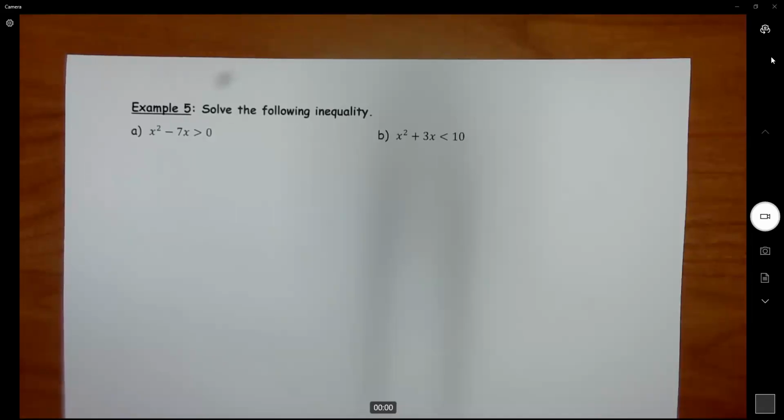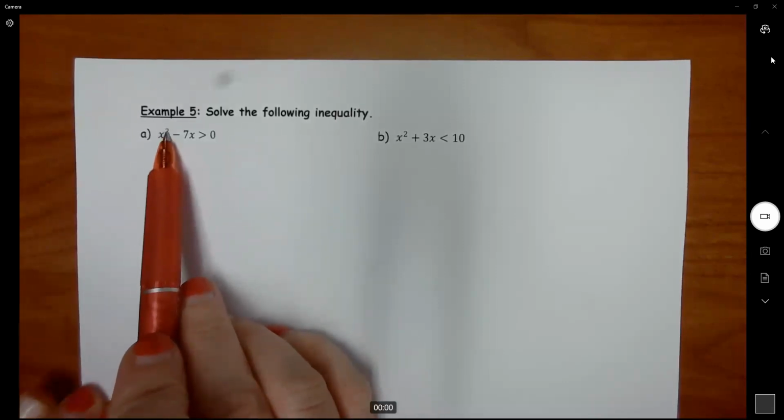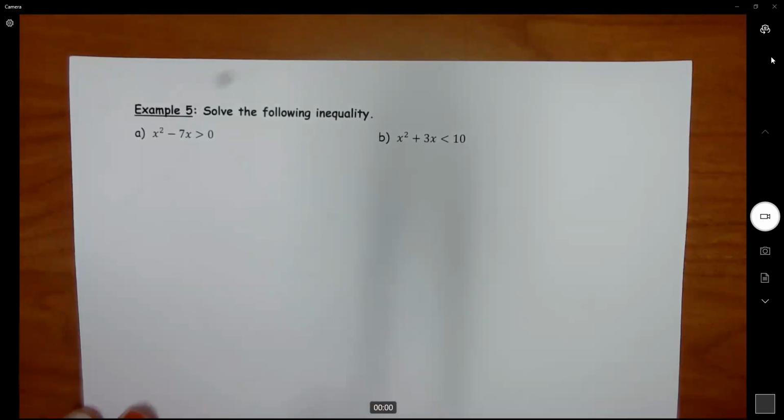In this video, we're going to solve quadratic inequalities algebraically. When you solve, you need to solve for x, just like this is an equation, not an inequality. So you have x squared minus 7x is greater than 0. I see that this is a quadratic because of that squared, and so we are going to solve. You've got 3 ways to solve.